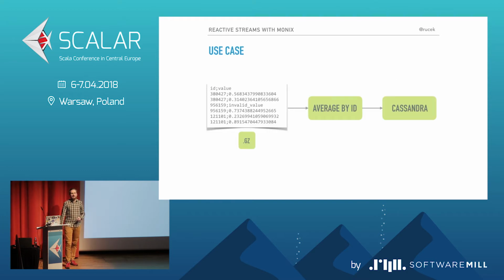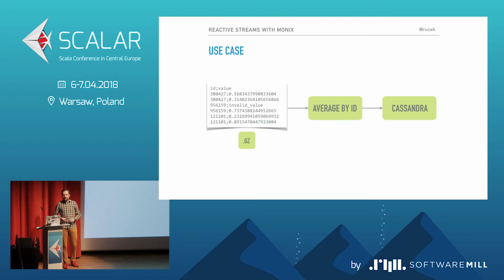So that was Monix, and this is our use case. What we're going to do is import files into Cassandra, doing some intermediate processing. Going into details, in our files we're going to have a number of lines, each of them containing an ID and a value. For every ID there are 2 lines, and any of them can have either a valid value or an invalid one.